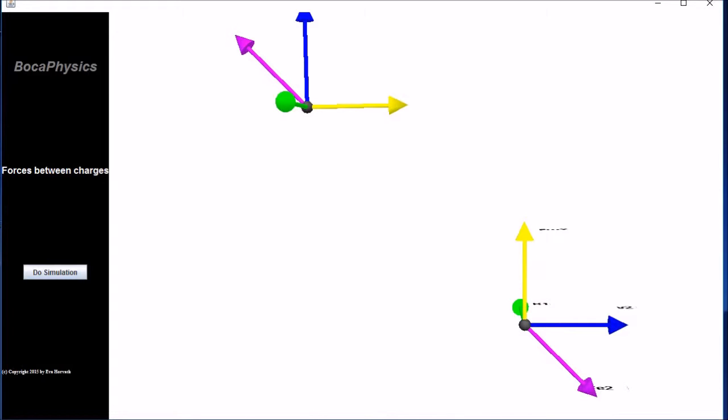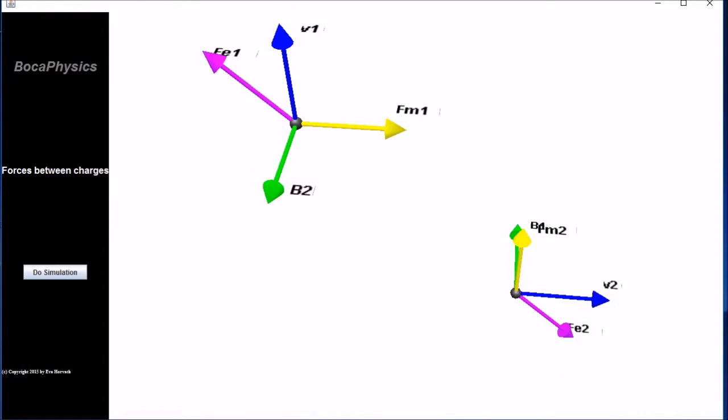Velocity vectors are blue. We'll consider a snapshot in time. From this point of view, v1 moves upwards and v2 moves to the right. The two charged particles exert equal and opposite electric forces on each other. These force vectors are purple. A magnetic field will also be generated due to the motion of each particle. Magnetic field vectors are green.